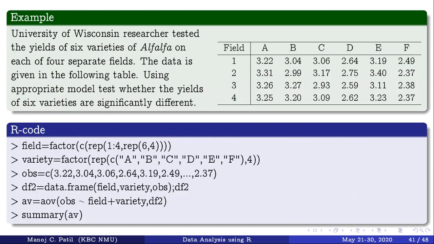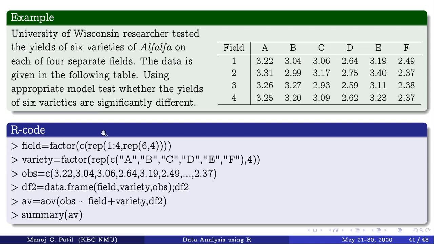Let's take an example. A university researcher tested the yield of 6 varieties, so again there is yield and varieties. A, B, C, D, E, F are six varieties on four separate fields. So there are two factors, field is one factor and variety is the second factor. The data is given in the following table. Using an appropriate model, test whether the yields of the six varieties are significantly different or not.